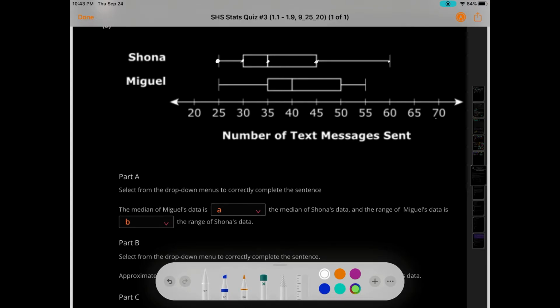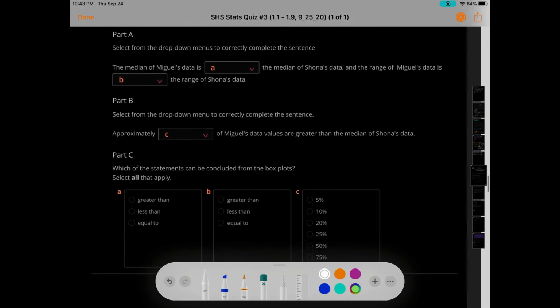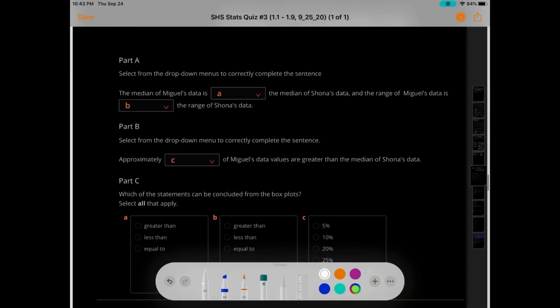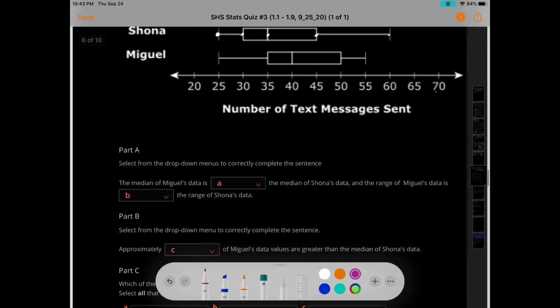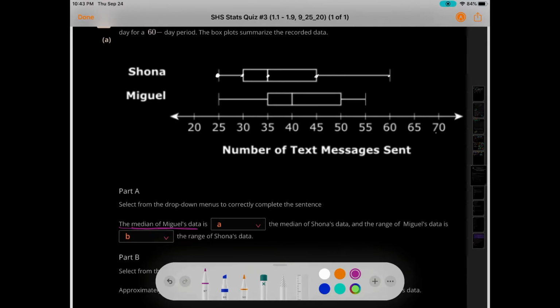Select from the drop-down menus to correctly complete the sentence. They give us the choices below here, which is the same thing as your drop-down menu. And so let's talk about the median of Miguel's data. So Miguel is the second one here. The median is inside the box, so that is 40. And what I like to do is I really like to write the numbers. So then this one says blank to the median of Shona's data. So here is Shona's data. I'm going to use little dots. Is 35. So you tell me, what inequality can you write there? It is greater.